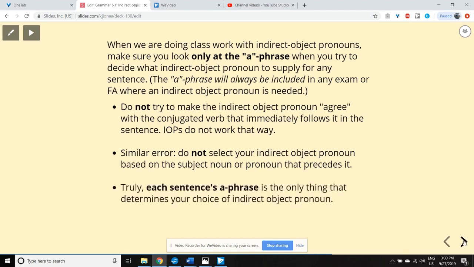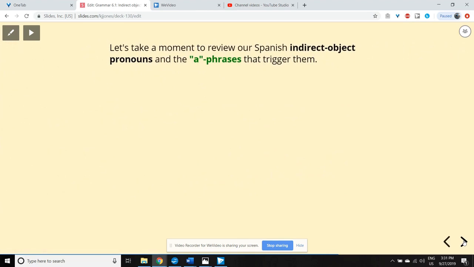Truly, if you need to produce an indirect object pronoun for me in a Spanish sentence in an exam or formative assessment environment, or when you're working on your chapter exercises in Connect, it's the a phrase in the sentence. That's the only thing that's going to determine your choice of indirect object pronoun. Only thing. So let's take a moment to review our Spanish indirect object pronouns and the a phrases that trigger them.